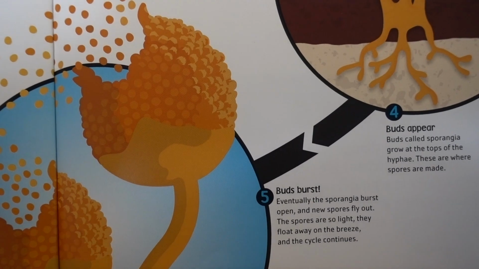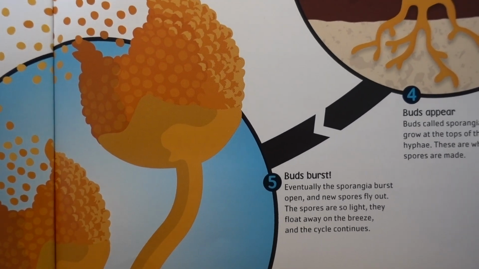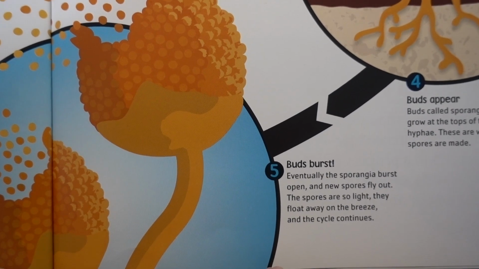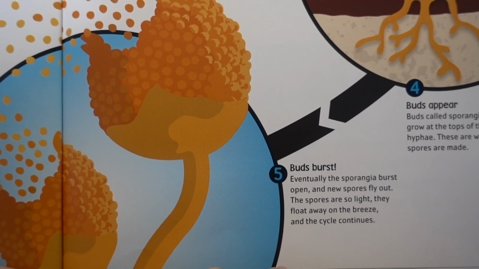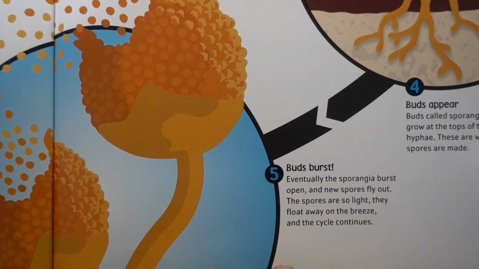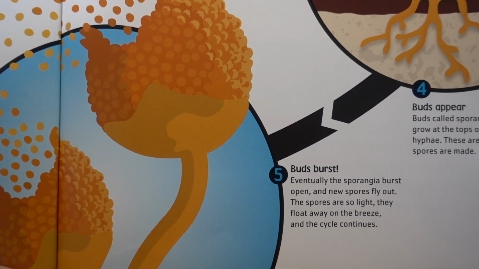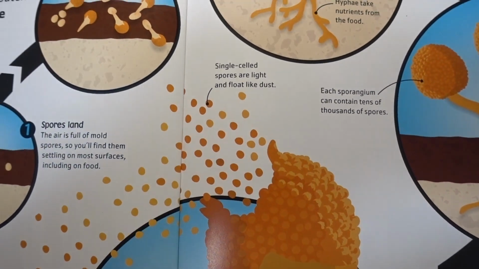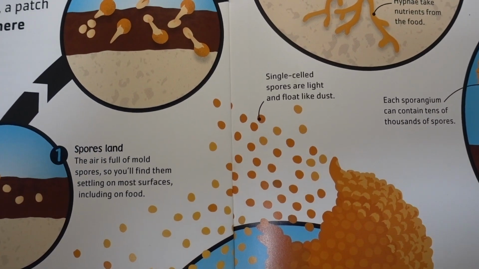Buds burst. Eventually, the sporangia burst open and new spores fly out. The spores are so light they float away on the breeze, and the cycle continues. Single-celled spores are light and float like dust.